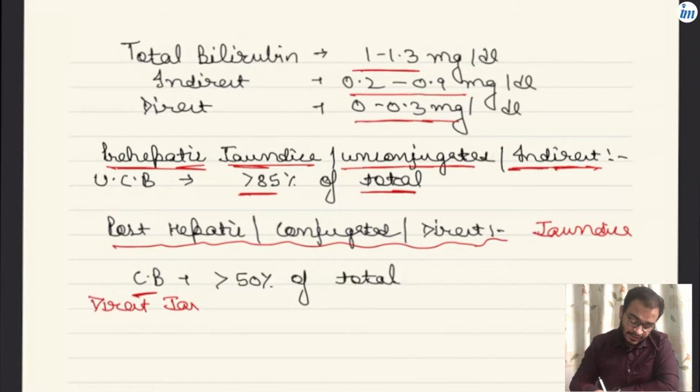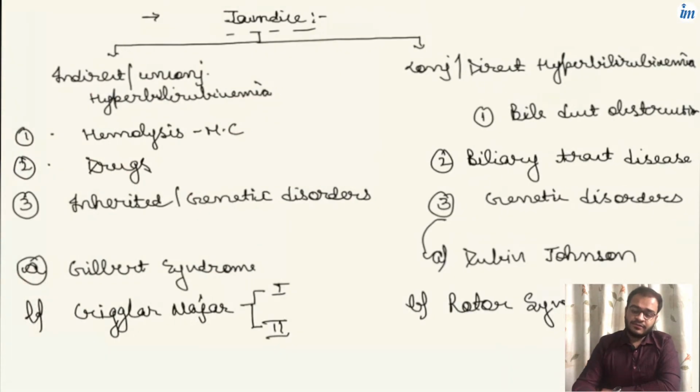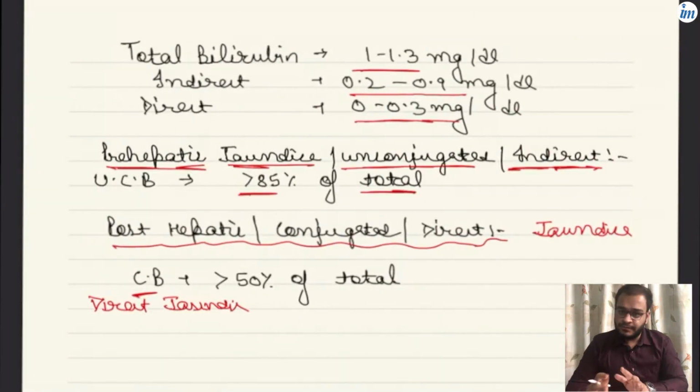Okay, the direct bilirubin is more than 50% of the total. So friends, now we will discuss the jaundice.